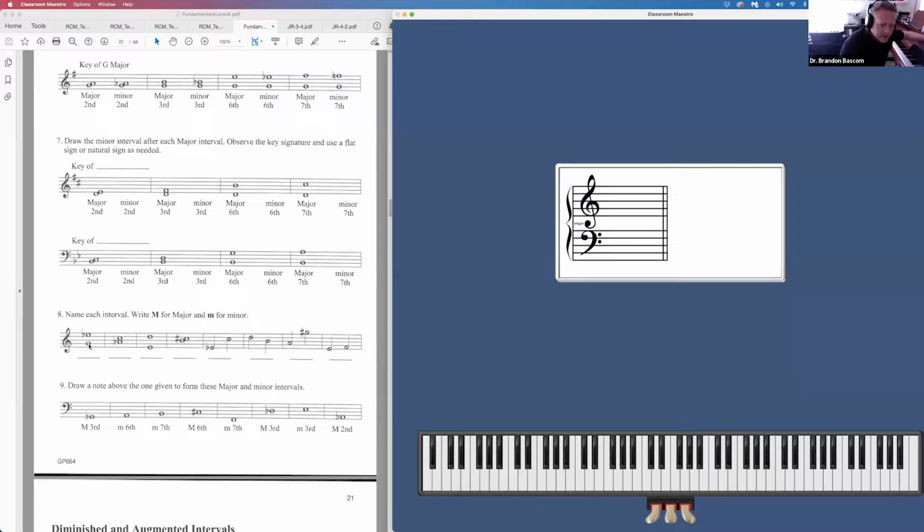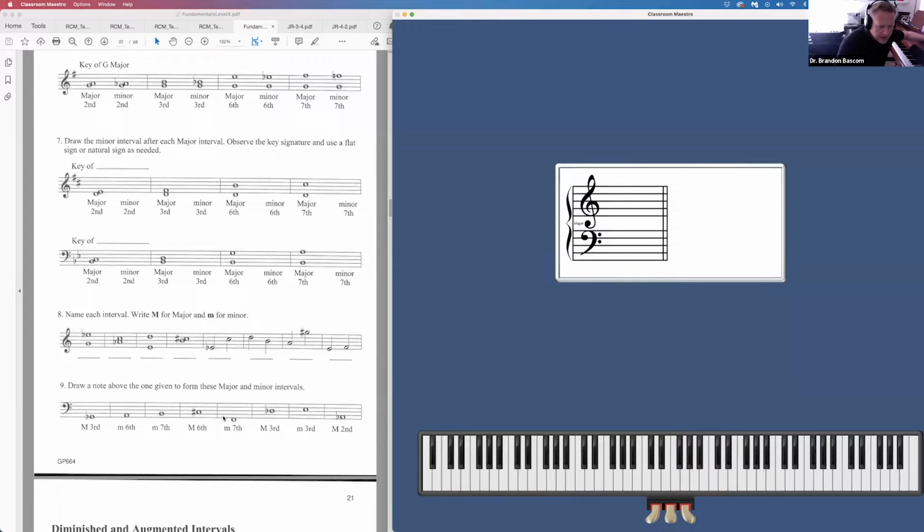Okay, so we're writing a capital M for major or a lowercase m for minor. If the note does not belong to the bottom note's major scale, it will be a minor. If it does belong to the bottom note's scale, it will be a major.